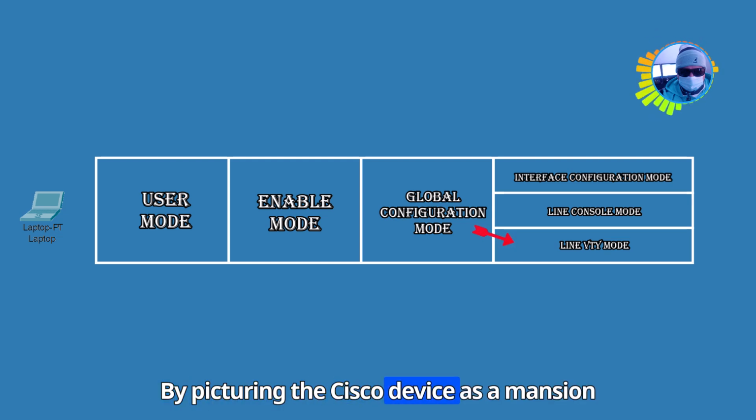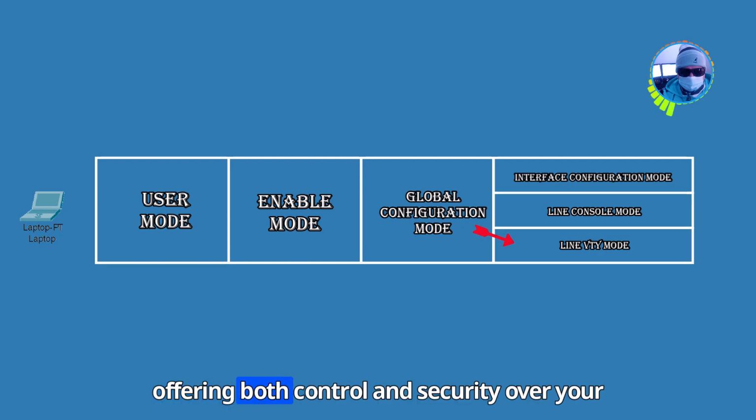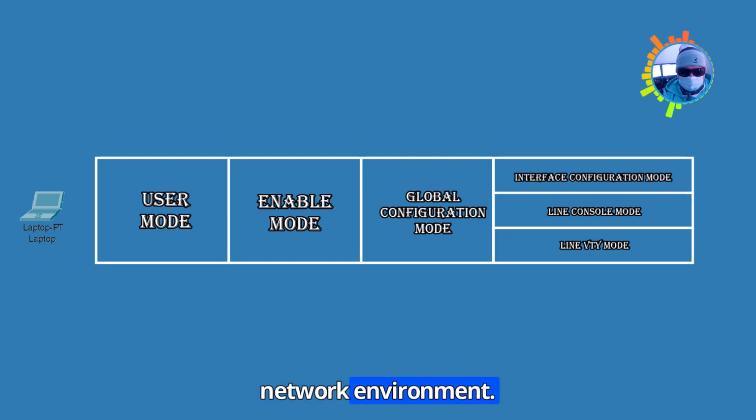By picturing the Cisco device as a mansion with corridors and rooms, each mode becomes a key to unlocking different parts of the estate, offering both control and security over your network environment.